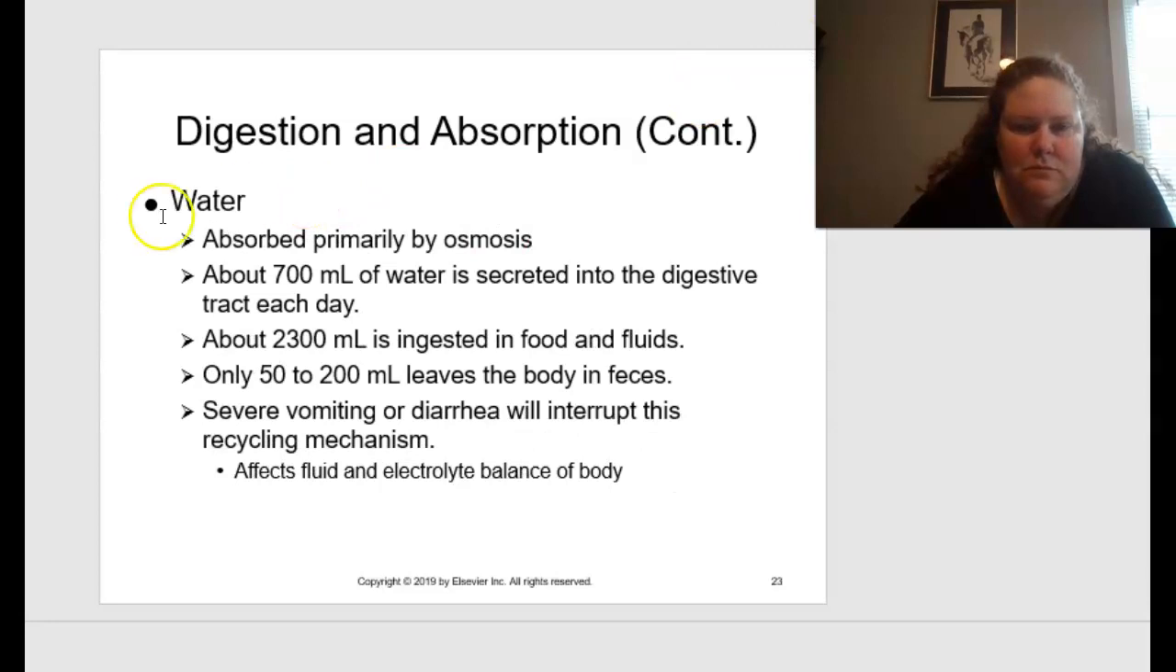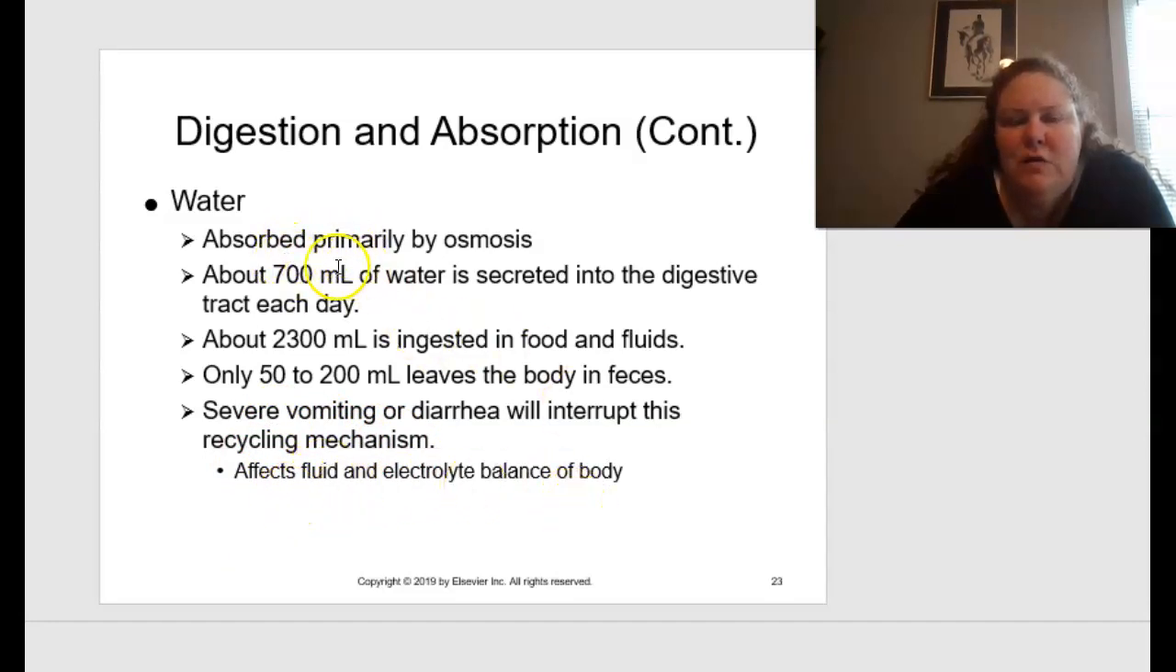Water is absorbed primarily by osmosis. And about 700 milliliters of water is secreted into the digestive tract each day. And about 2,300 milliliters is ingested by food and fluids, and only about 50 to 200 milliliters leaves the body in fecal material. Severe vomiting or diarrhea will interrupt this mechanism and therefore potentially dehydrate you and therefore affect the fluid and electrolyte balance of the body.